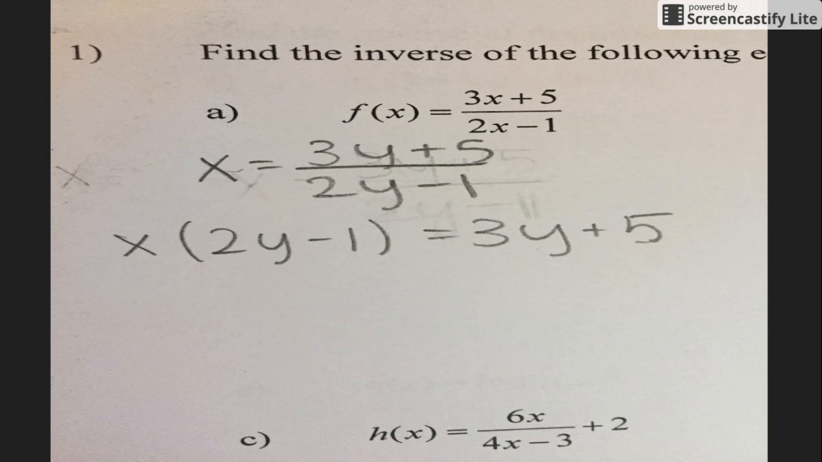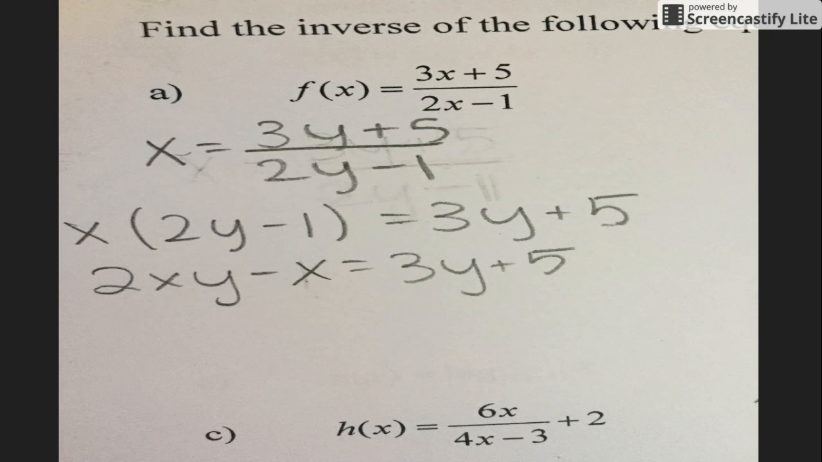Then you would multiply both sides by the 2y minus 1. So make sure you put the x on the left outside of the 2y minus 1 and don't lump it in with the 2y or the minus 1 yet until you can distribute. Next step is distributing, and then you would distribute that x, so it would be 2xy minus x, and that equals 3y plus 5.